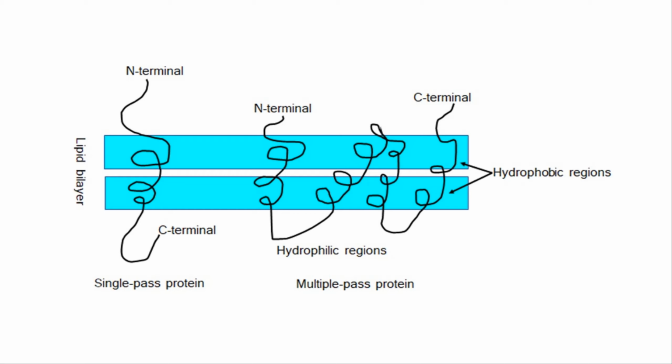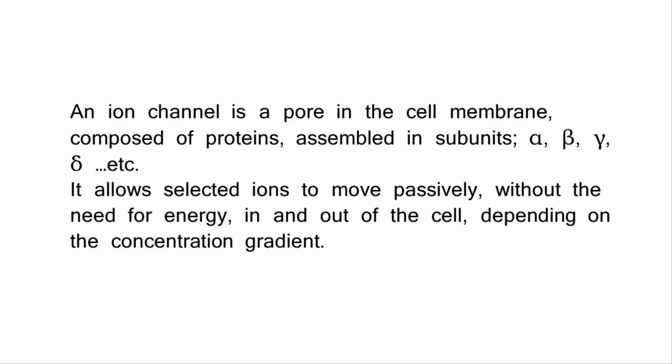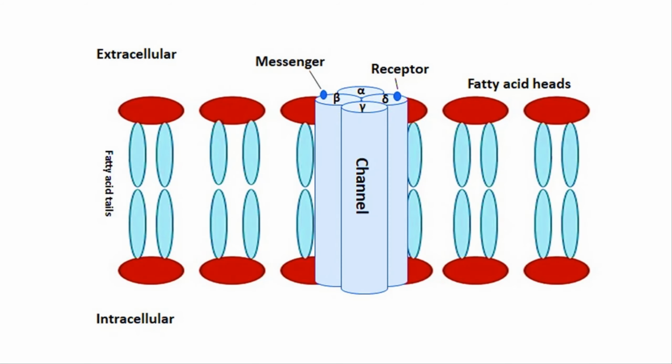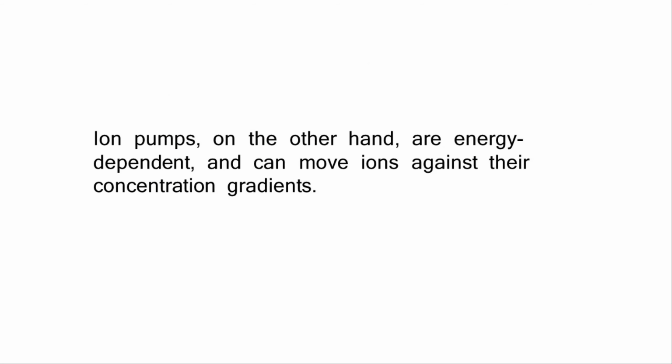These proteins can pass through the membrane, once or multiple times, to have their N-terminal and C-terminal either on opposite sides, or on the same side of the lipid bilayer. An ion channel is a pore in the cell membrane, composed of proteins, assembled in subunits: alpha, beta, gamma, delta, etc. It allows selected ions to move passively, without the need for energy, in and out of the cell, depending on the concentration gradient. This is a demonstration of an ion channel, composed of proteins, assembled in subunits. Ion pumps, on the other hand, are energy dependent, and can move ions against their concentration gradients.